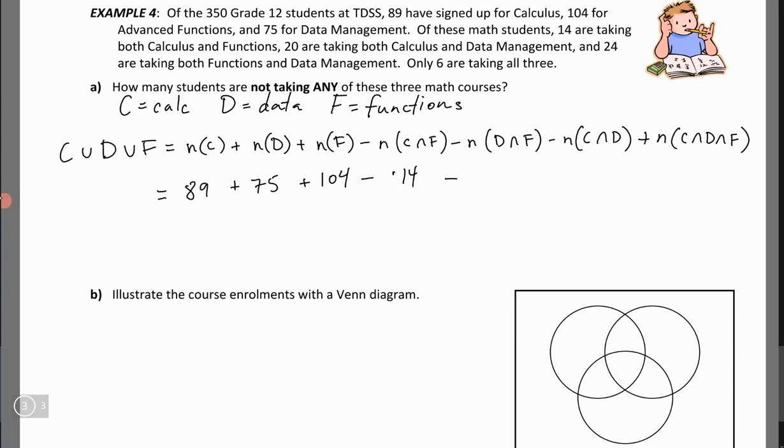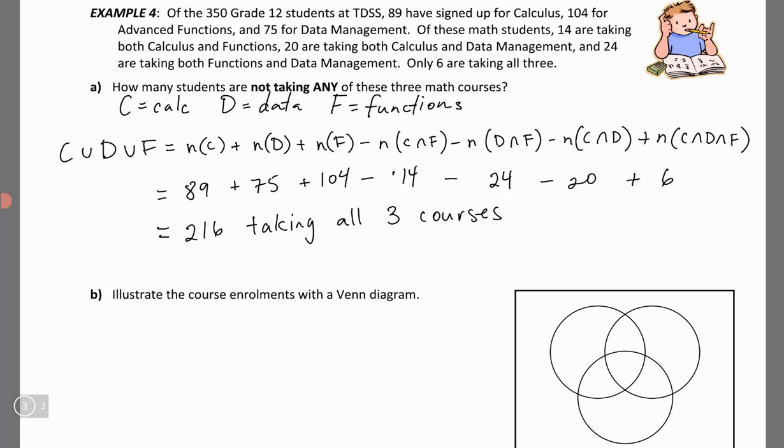Oh no, not 6. It is 24. Data and functions is 24. And subtract the number who are taking both calculus and data, which is 20. Then you add back the 6 who are taking all three. So in total, there are 216 students taking at least one of the courses. Okay.